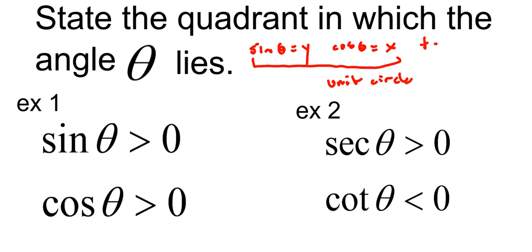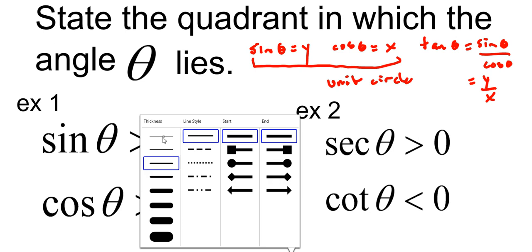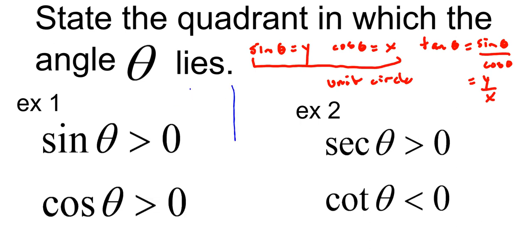Therefore, when we have tangent, tangent of an angle is equivalent to the sine of an angle over the cosine of an angle, which is then associated with y over x. Now, why is that so important? Well, it's so important because that helps you remember where sine and all these various trig ratios are positive, negative, and so on and so forth.